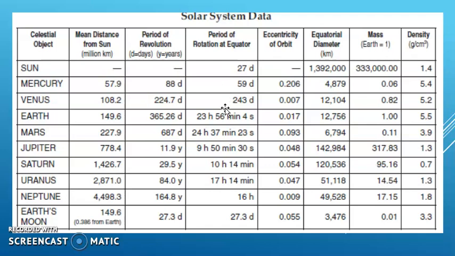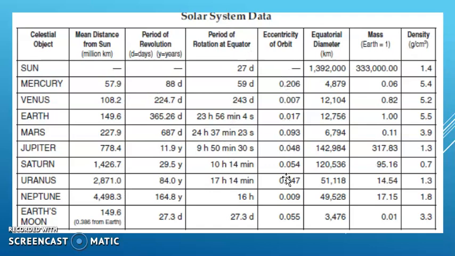Mercury takes 59 days, Venus 243 days. So it kind of looks like it's getting longer, but here we have Jupiter takes 9 hours, 50 minutes, and 30 seconds. So it's not a clear relationship between the distance from the sun and rotation like it is with the revolution. But these would all be the lengths of the day for those objects. So period of revolution would be the year. Period of rotation would be how long is the day.